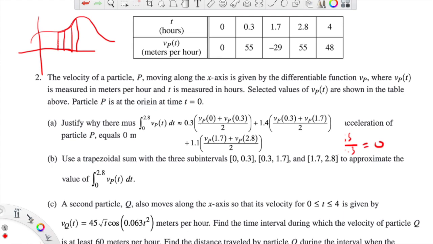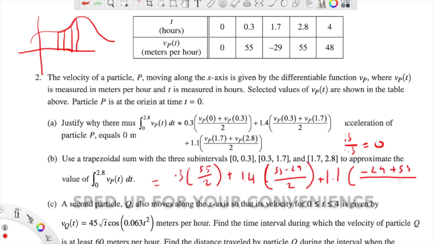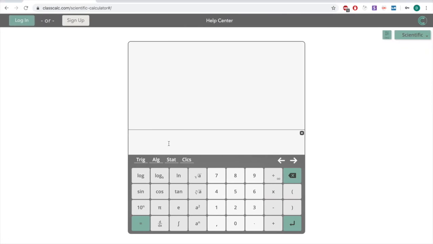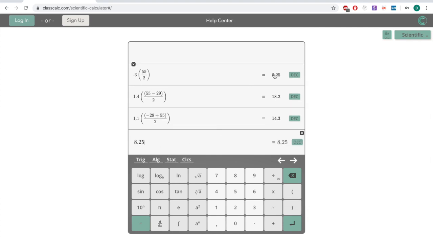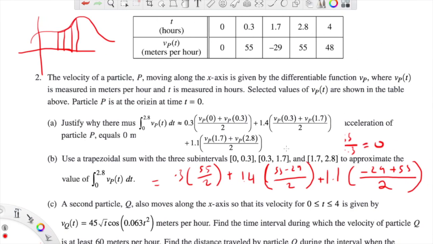So for the first trapezoid, height 1 is going to be the first base, and then height 2 is going to be the second base. VP of 0 is that height 1, VP of 0.3 is that height 2, and so on and so forth. And so we can go ahead and quickly plug that into our calculator. We get our answer of 40.75.